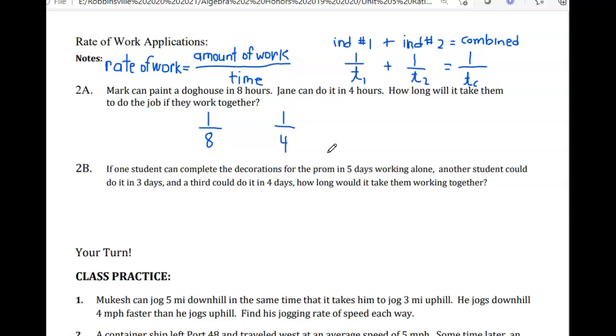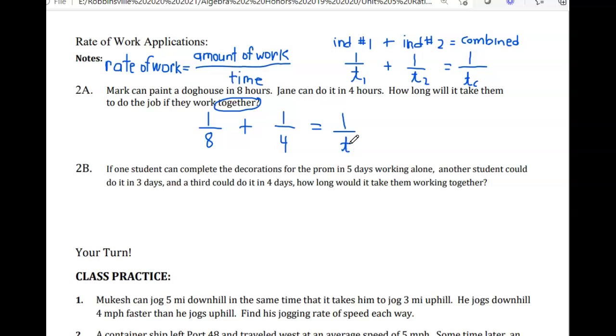So the question here is, how long will it take them to do the job if they work together? So they want a combined amount of time here if they're working together. And that's the key word you'll see when you do standardized testing. That's your hint there that you need to use a rational equation. So we're going to add Mark and Jane together, their 2 rates of work, and now we want to come up with that same one job. How long will it take? And I'll call that T, the combined time.